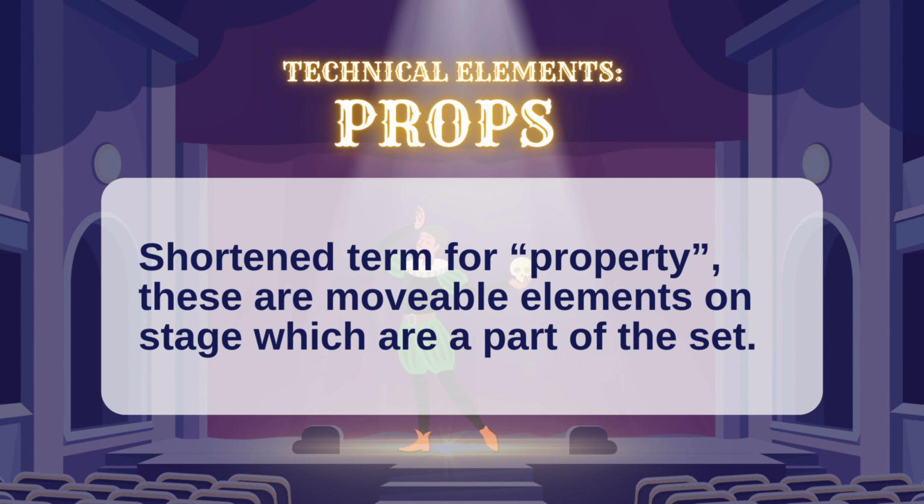Now let us move on to props. Props is actually a shortened term for property. It refers to movable elements on stage which are a part of the set. This could be as big as a table, chair, or bed, or as small as a cigarette, a hat, or a flower. So props are basically a part of the set.